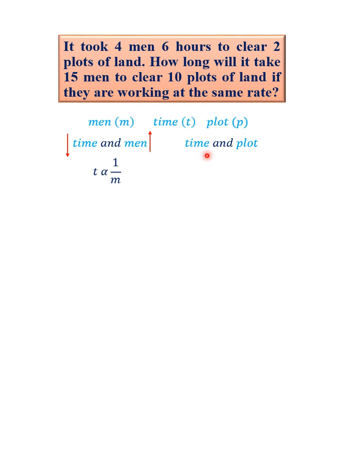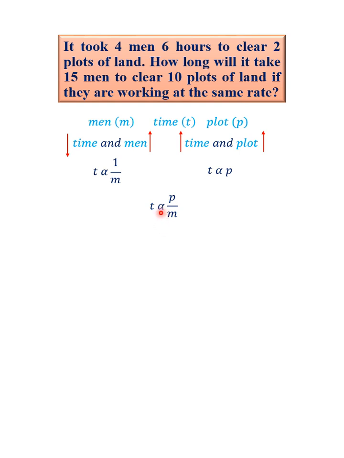Now let's come to the second one. Time and plot. How do they relate? If the number of plots you are to clear increases, obviously the time you will take to clear them will also increase. It means as the plot is increasing, the time taken to clear them is equally increasing. So we can say that the time is directly proportional to the plots. The next thing is to combine these two variations into a joint variation, and this becomes time is directly proportional to the number of plots and is inversely proportional to the number of men. From here, we solve mathematically.